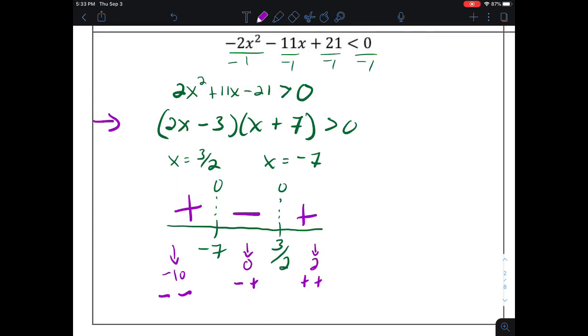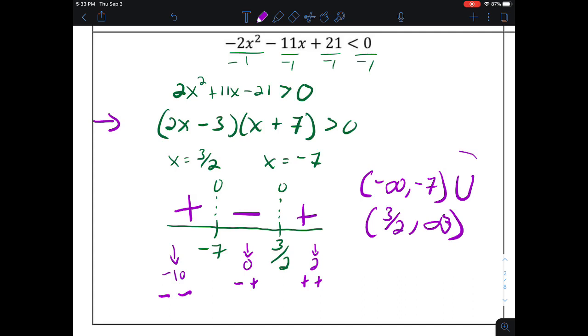And so we want to be greater than 0, but not equal to it. So our answer would be negative infinity to negative 7, non-inclusive, on the negative 7, union 3/2, non-inclusive, to infinity. There is our intervals of possible answers.